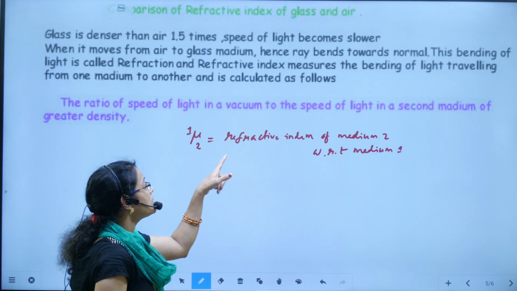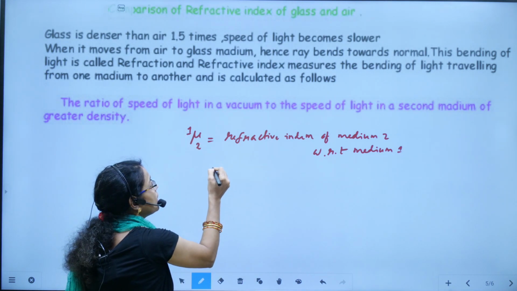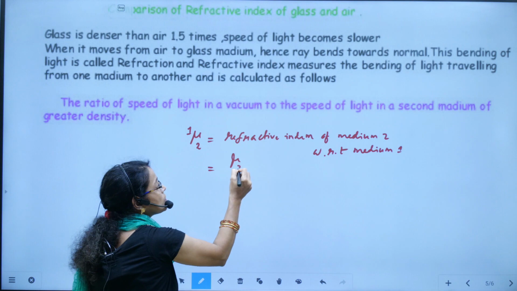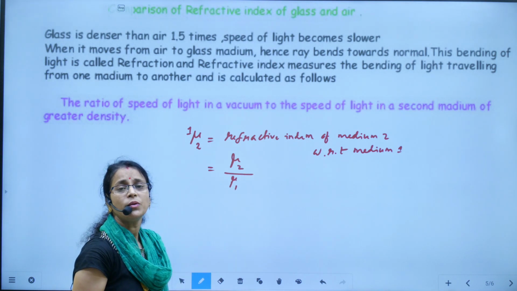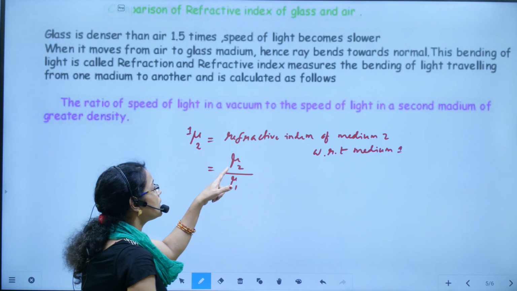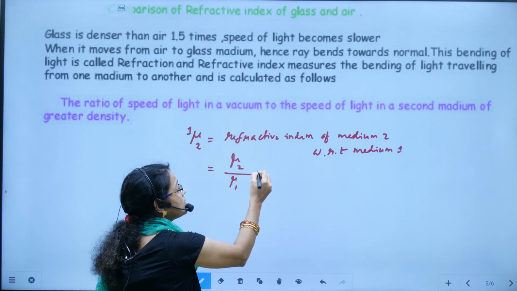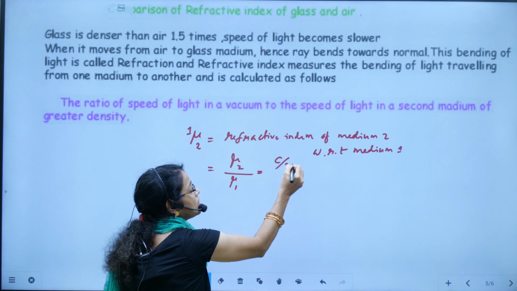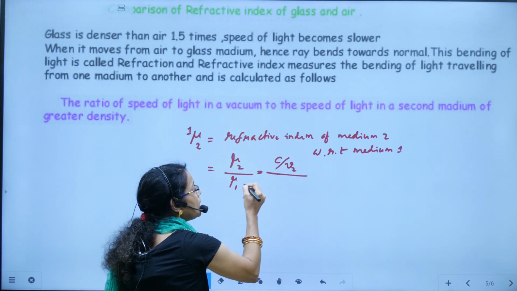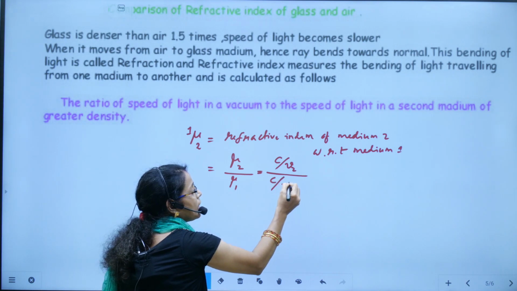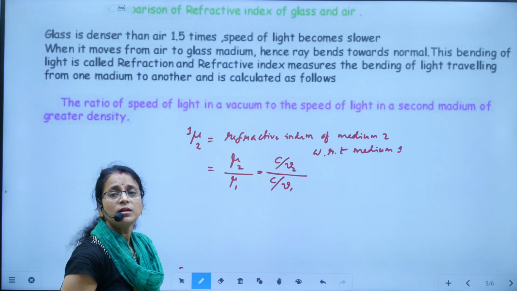Then we can name it mu 2 1. So how can we find it? That is the ratio of the refractive index of the second medium to that of the first medium, mu 2 by mu 1. Okay? As we know, for any medium the refractive index is equal to C by the speed of light in that medium, V2. Similarly, mu 1 we can write as C by the speed of light in medium 1.